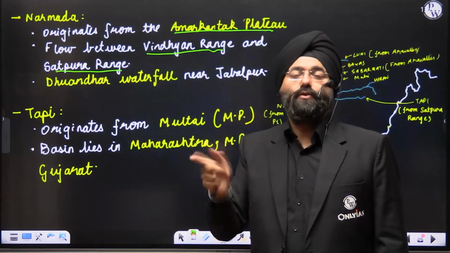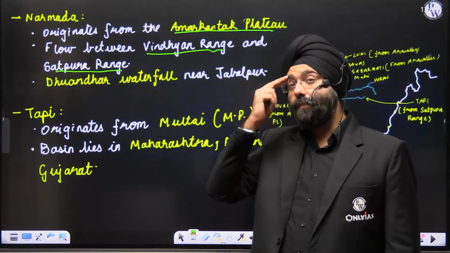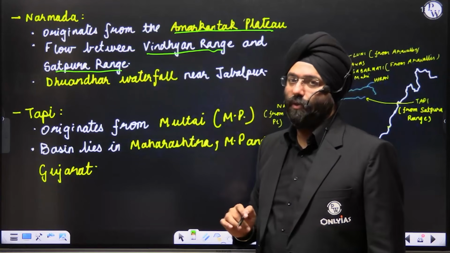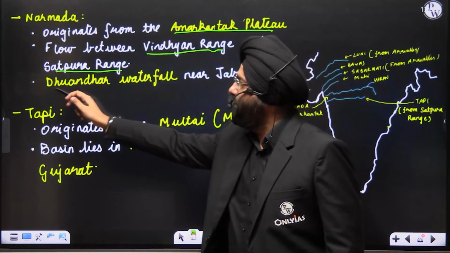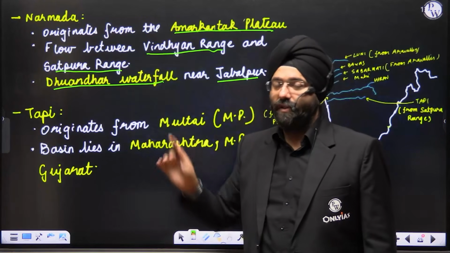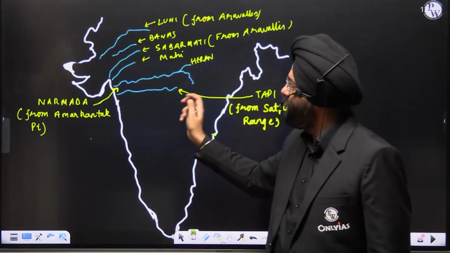People tend to get confused between Narmada and Tapi. They know it is out of them only, but they get confused in the examination. So always remember that Narmada is the one which is flowing between Vindhyan and Satpura. Clear? Then Dhuandhar waterfall near Jabalpur basically lies with respect to the Narmada river. So this is an important waterfall associated with Narmada river. So this is your Narmada river.